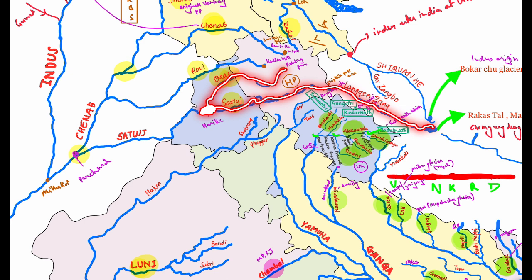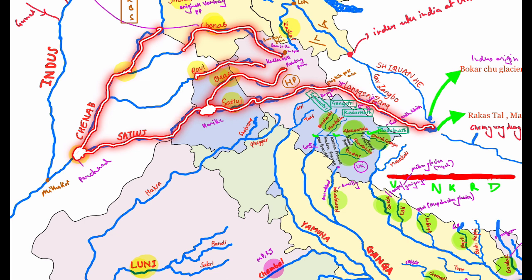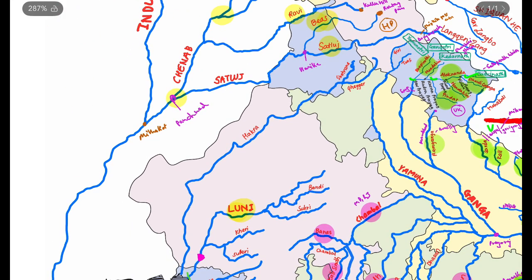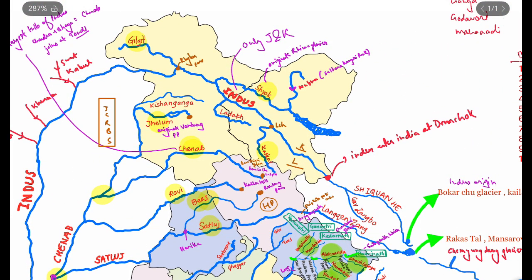Byas originates from Rohtang. Ravi originates from Kulu Hills. Chenab originates from Baralacha, and Jhelum originates from Vairinath. All this meets Chenab, and then Chenab is joined by Satluj, which is known as Panchnad. Here, this point is known as Panchnad. And all this meets in Pakistan at Mithankot. So this is our river valley system, and then it drains into the Arabian Sea. Easy. Hopefully, it is clear.